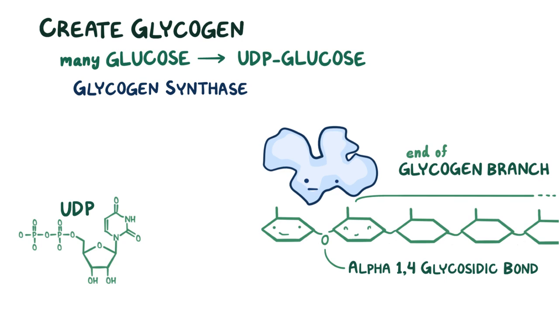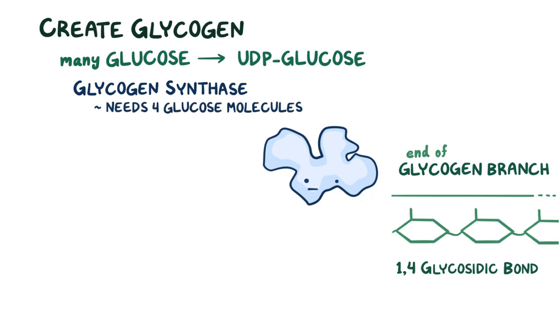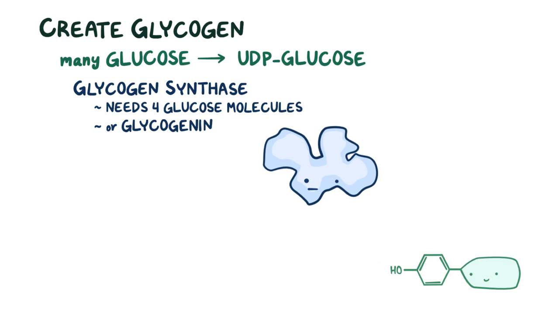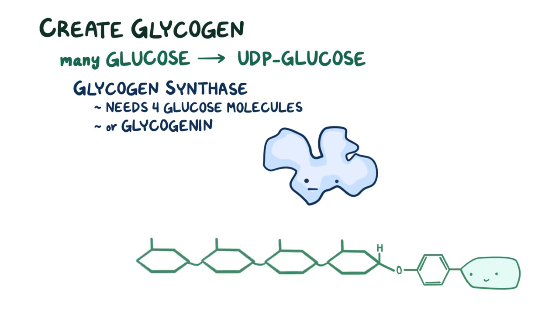But it turns out that glycogen synthase can only elongate an already existing glycogen chain that's at least 4 glucose molecules long. So if there aren't at least 4 glucose molecules linked up together already, then glycogen synthesis requires a protein called glycogenin. Glycogenin plays the role of fooling glycogen synthase by catalyzing the attachment of 4 glucoses to itself, creating a short chain connected with alpha-1,4 glycosidic bonds.